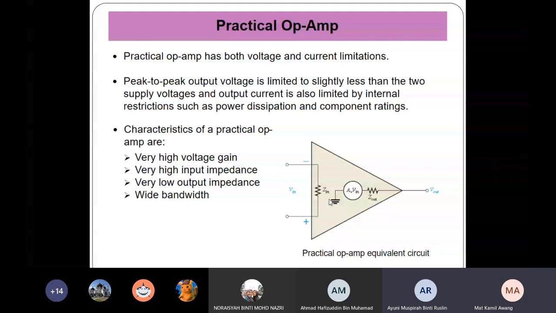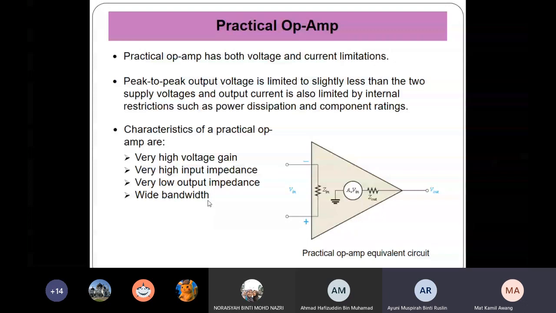So the characteristics of a practical op-amp: a very high voltage gain, but not infinity. A very high input impedance, Zin, but not infinity, not like the ideal op-amp. A very low output impedance, you have some impedance, but very low, not like the ideal one, which is zero output impedance. And a wide bandwidth instead of infinite bandwidth. So it has limitations.